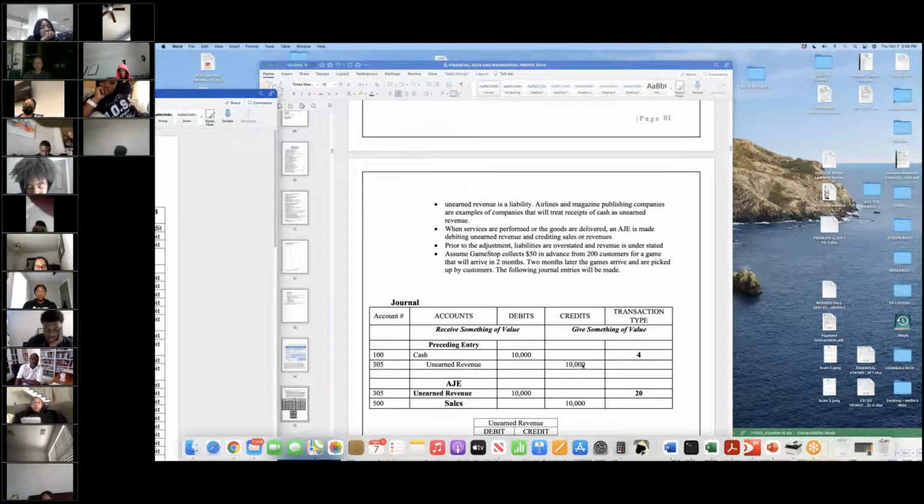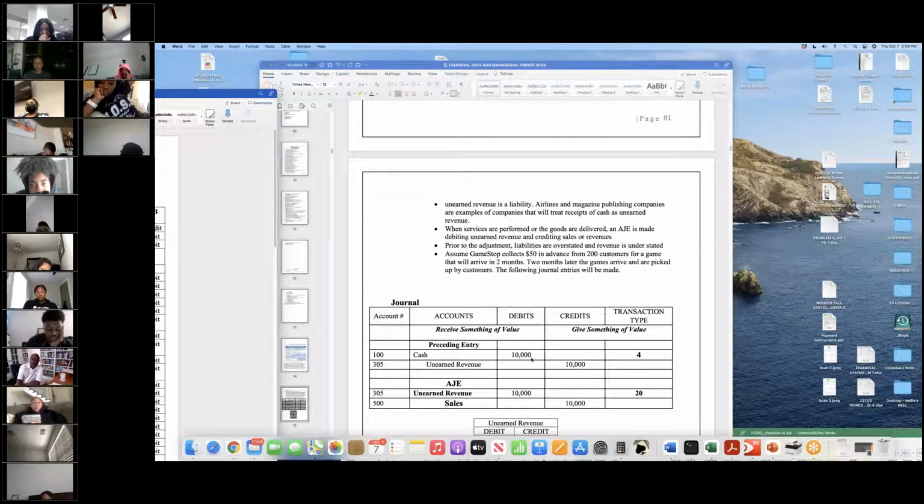It's no longer a liability. Once the company delivers the goods, it can debit unearned revenue and credit sales. And now you can't get your money back. You got your goods, and we're ignoring the defect part of it. But you have your goods. The company now can recognize the income. So this is not on the income statement yet, and the company wants to show its income. That's the goal.